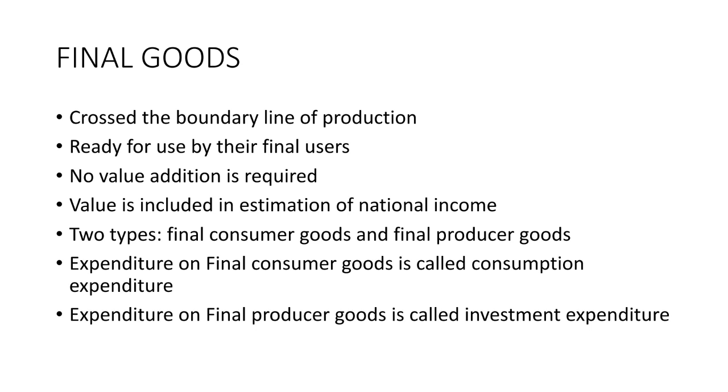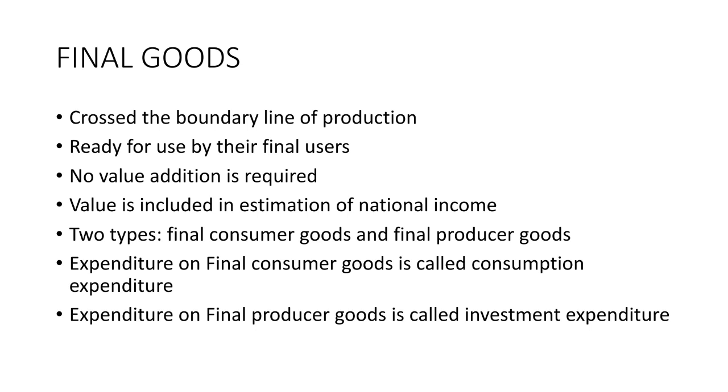Final goods are the goods which have crossed the boundary line of production, means no production is now left to be done with them. They are ready for use by their final users and no value addition is required in these goods now. The value of final goods is included in estimation of national income. The final goods can be categorized into two types. One, final consumer goods, and second, final producer goods.